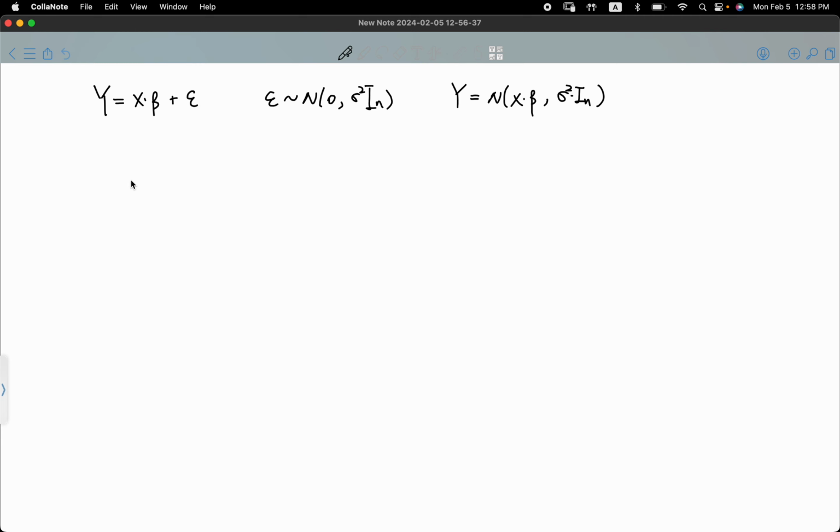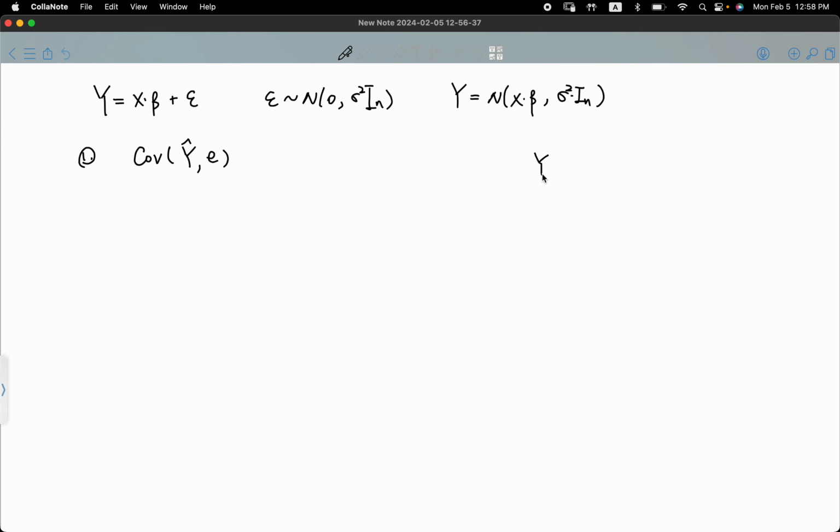Okay, so now let's talk about some other property of the linear model. Let's first look at the covariance of y hat and the residual.